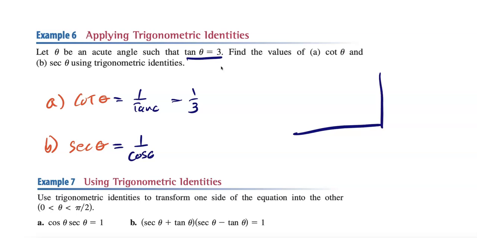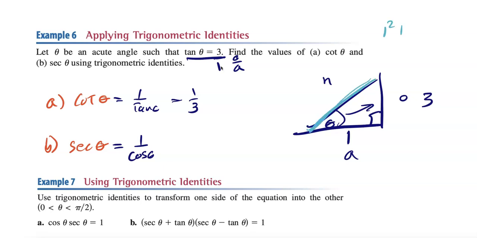So I'm just going to make a triangle real quick. Tan is TOA, opposite over adjacent. You want a fraction, opposite over adjacent. So the opposite, which is this side, is 3, and the adjacent is 1. So I have to find the hypotenuse, because I need cosine. We're going to do the Pythagorean theorem real quick. 1 squared plus 3 squared equals c squared. 1 plus 9 equals c squared. So we get square root of 10 equals c.